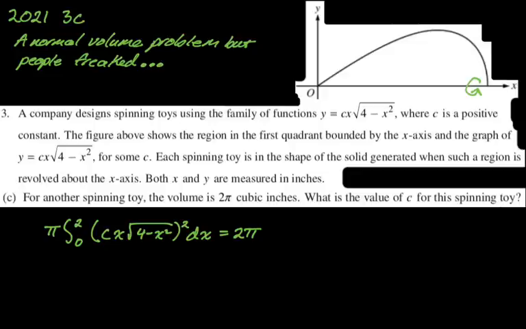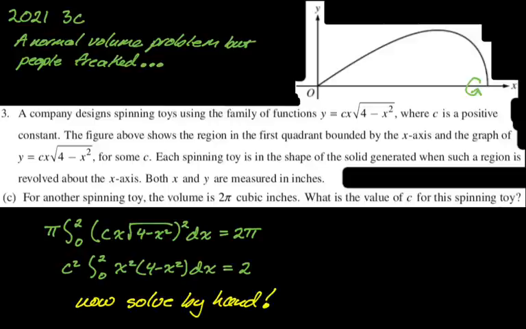So pi, the integral from 0 to 2, quantity cx, radical 4 minus x squared, dx, and then the whole thing should equal 2 pi. Now we just have to solve for c. So it's a unique, different thing, and that's the point of the video. But it's not something you haven't done before. You've done volume problems, you've solved algebraic equations. Same deal. So we kind of end up with this. And then, again, you had to solve this by hand because there's only 2 calculator questions. So a little annoying, but whatever.